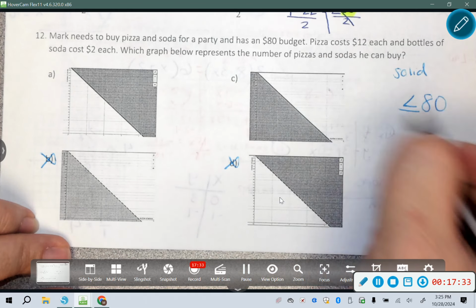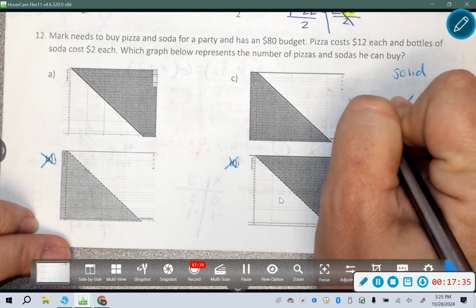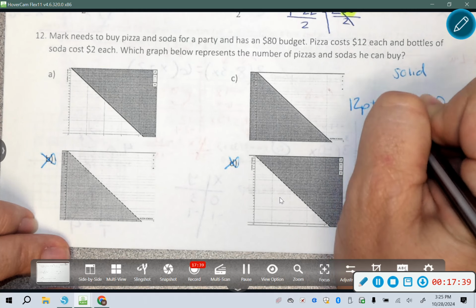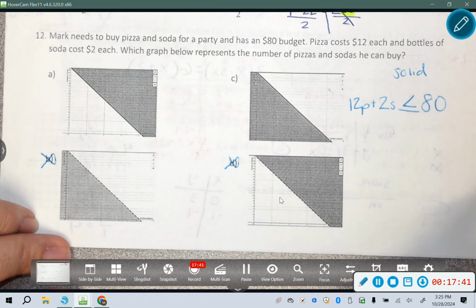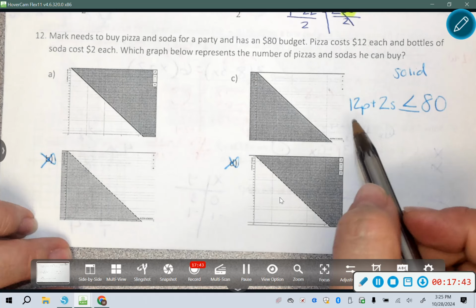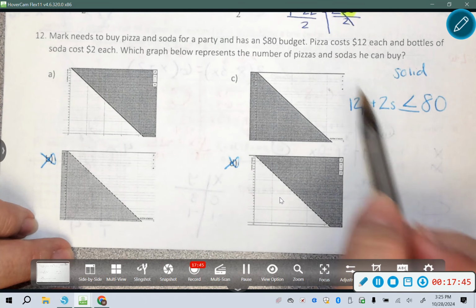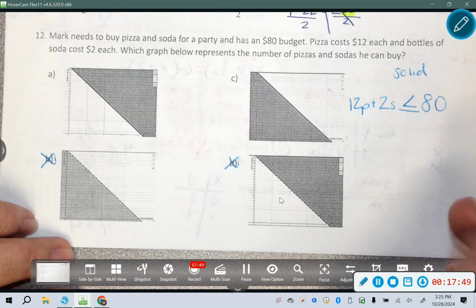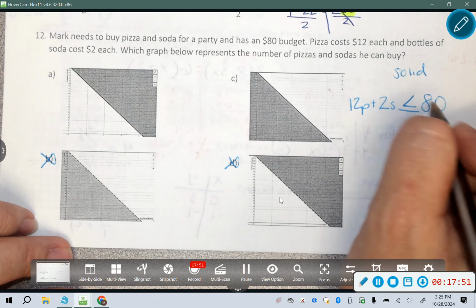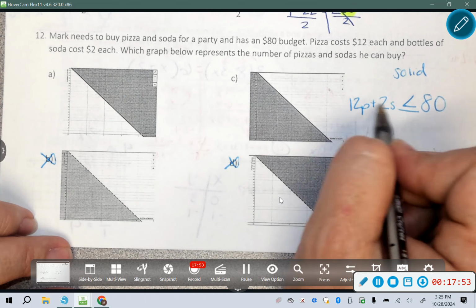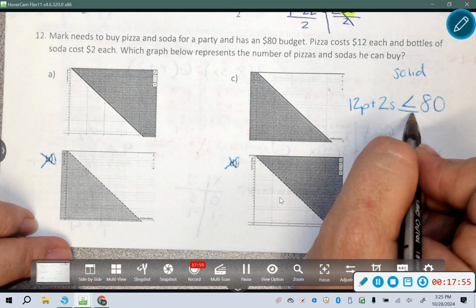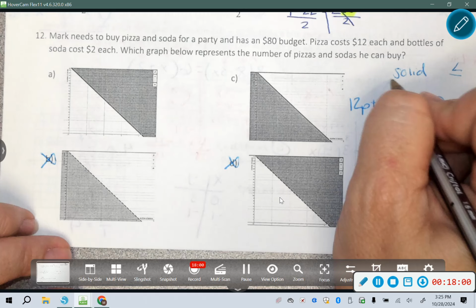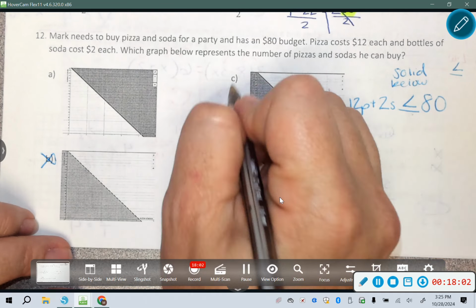So it says pizza costs $12. So I have $12 per pizza, plus bottles of soda cost $2 each. So 2 soda is less than or equal to 80. Now, what I want you to realize is it doesn't tell me what to solve for. I don't know what's X, I don't know what's Y. So it doesn't matter, but I want you to realize if I were to solve for Y, would I flip my symbol? Well, nothing over here is negative, so I would not flip my symbol. So less than or equal to is going to stay my symbol. If something's less, that's below. So C is my answer.